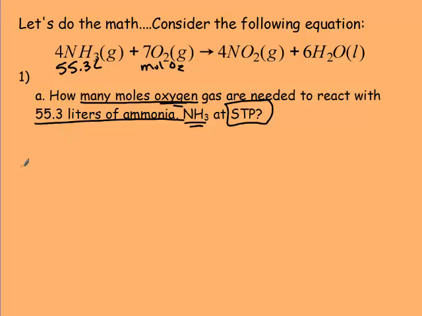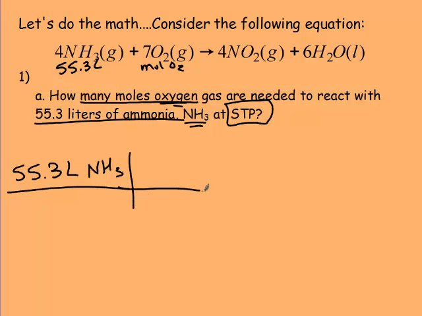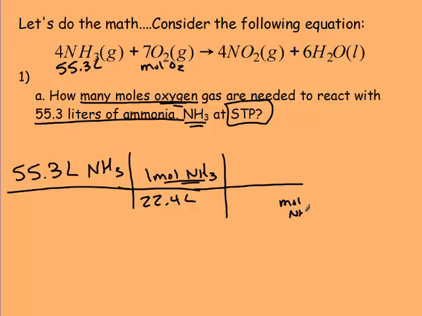Start with what's given. Remember that you convert whatever you're given to moles. Because we're at STP, we can say 22.4 liters equal 1 mole. Once you're at moles, you do your mole-to-mole ratio. So whatever unit's here goes down here. What you're converting to goes on top. We have 4 moles of NH3 for every 7 moles of oxygen. We get that from the balanced equation.